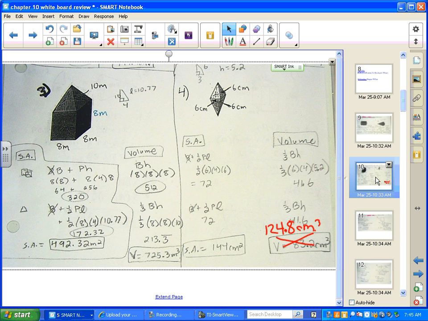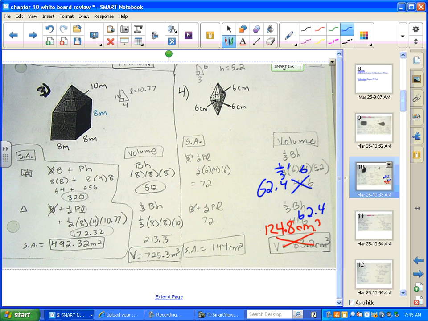Okay, anyone else on 1 through 4? Mary? Okay, the volume should be, well, unless, did you look at it with mine or did you look at Annalise's? Because Annalise put the corrected one up here. Okay, so you should be doing 1/3 times base times height. So you should be doing 1/3 times 6 times 6 times 5.2. Remember, any pyramid or cone, make sure you have that 1/3 BH.